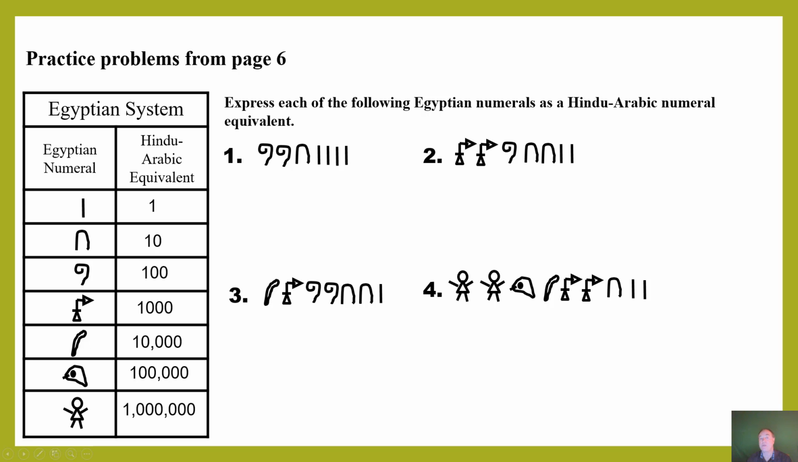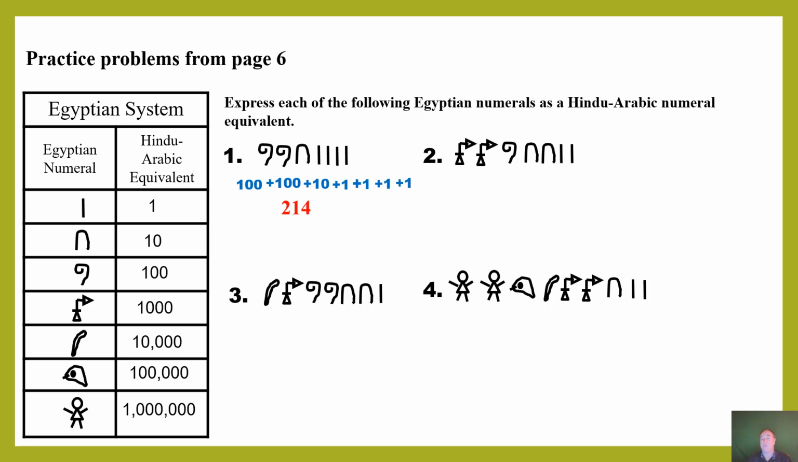Now, let's look at some practice problems from page 6. Express each of the following Egyptian numerals as a Hindu-Arabic numeral equivalent. You may want to pause the video here, try to work these out, and then check yourself. All right, number 1, we have 100 plus 100 plus 10 plus 1 plus 1 plus 1 plus 1. If we add all that together, we get 214.